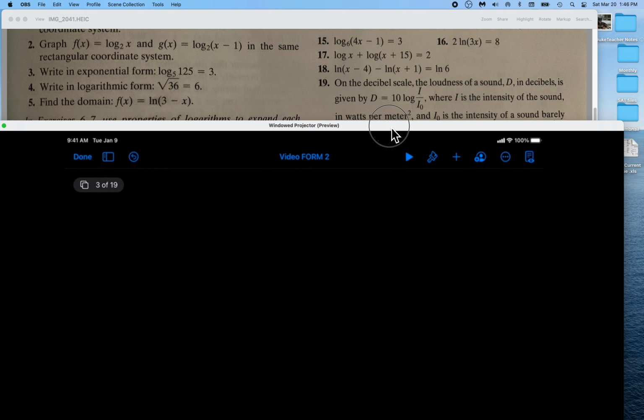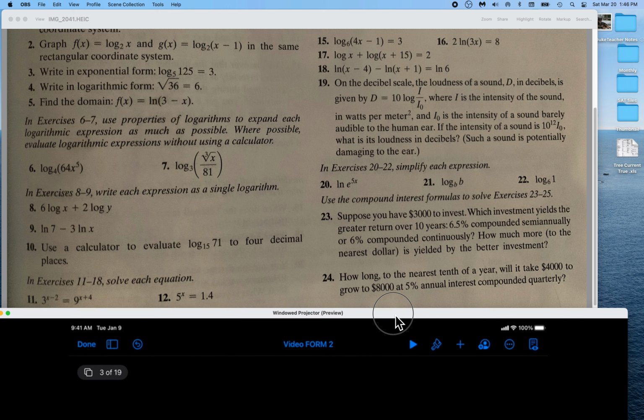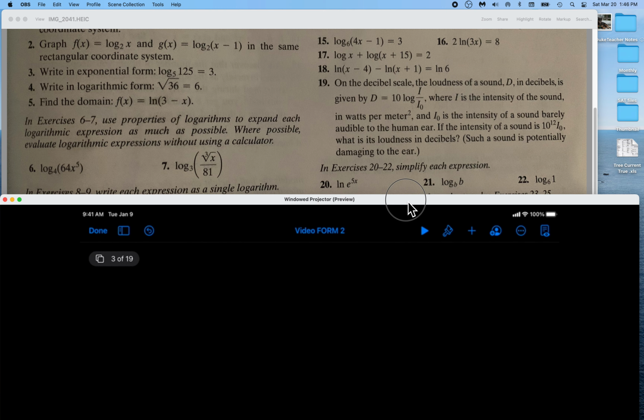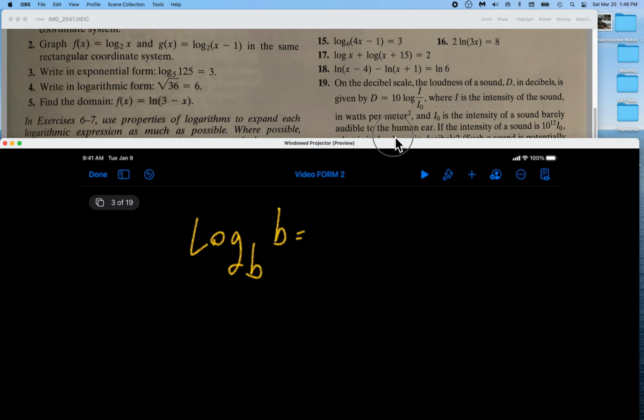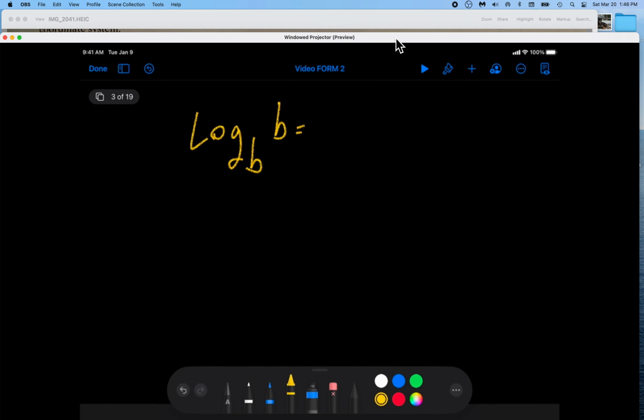Next one is number 21. Here we go. Log to the base b of b. They ask us to evaluate it. Immediately, we recognize the base of the log matches the base of the exponent. There's an understood 1 there. Final answer is 1.